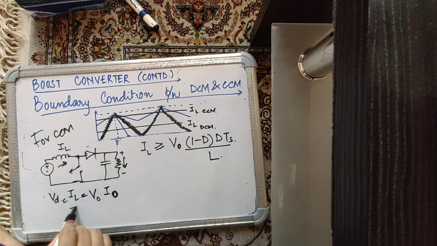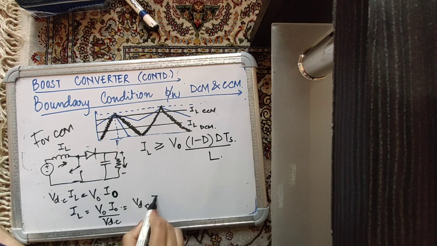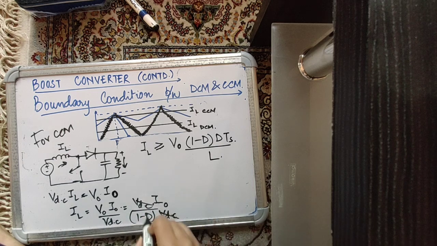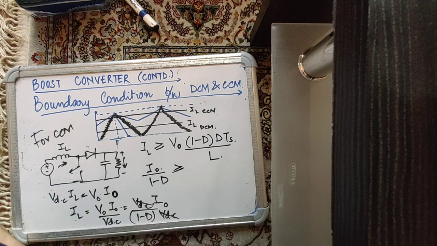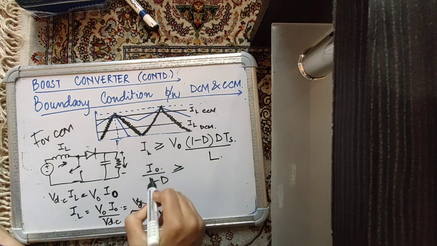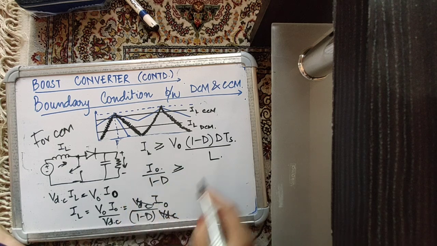Using that assumption, we can say that IL is equal to V naught I naught upon VDC, and we know that V naught is equal to VDC upon 1 minus D. So this is VDC over here and this is I naught, this goes. So IL is equal to I naught upon 1 minus D. This is the inverse of the relationship between V naught and VDC, because if you're boosting voltage at the other end, you're boosting current at the input end. So the source current is a boosted version of I naught, which is expressed here.